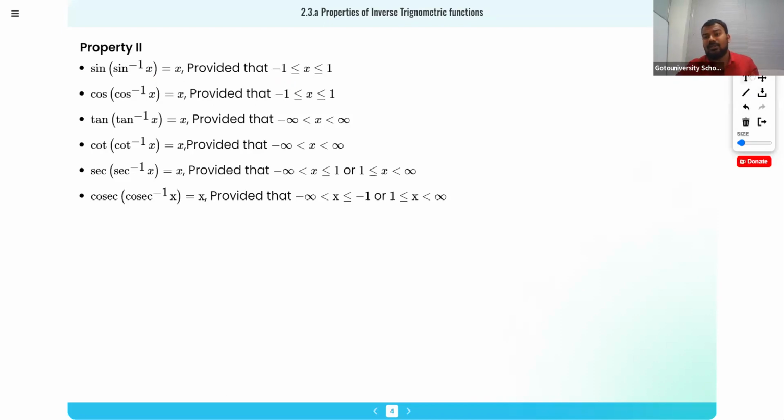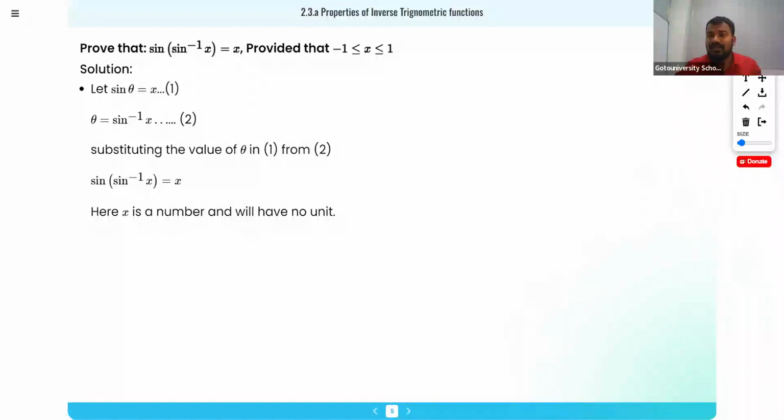Sometimes they will ask you to prove it for 2 to 3 marks. So let's look into that. I'm going to give you one proof. Similarly, you can prove it for the other one as well. Sine of sine inverse x.